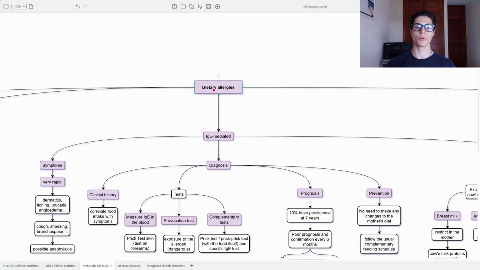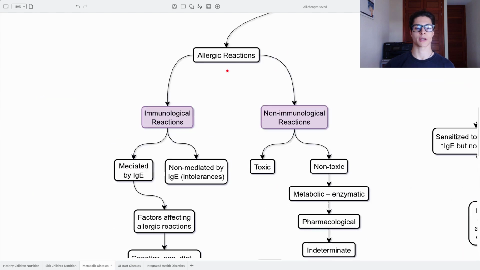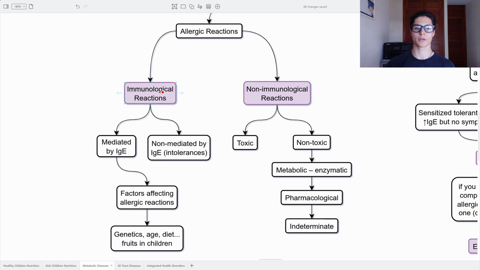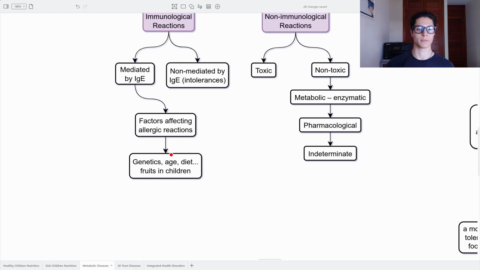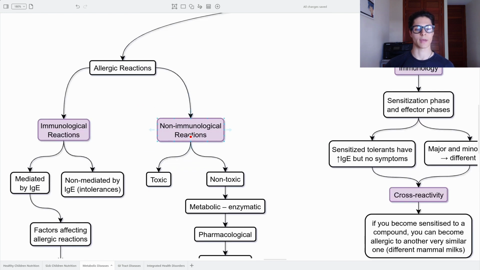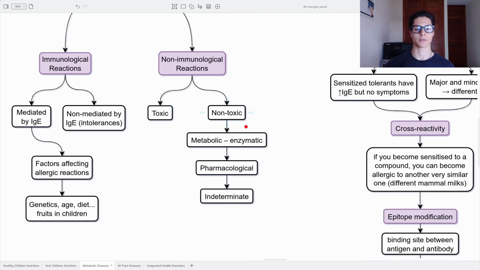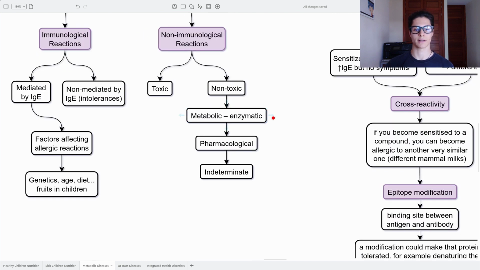So now let's continue with the dietary allergies. Allergic reactions can be either immunological or non-immunological. Inside the immunological, we have them mediated by IgE, immunoglobulin E, or non-mediated by IgE. These are intolerances. The mediated ones are factors affecting allergic reactions, and this can be genetics, age, diet, and even fruits. Non-immunological, on the other hand, can be toxic or non-toxic. These are metabolic, enzymatic, pharmacological, or indeterminate.